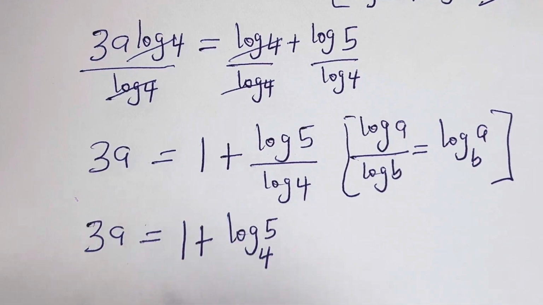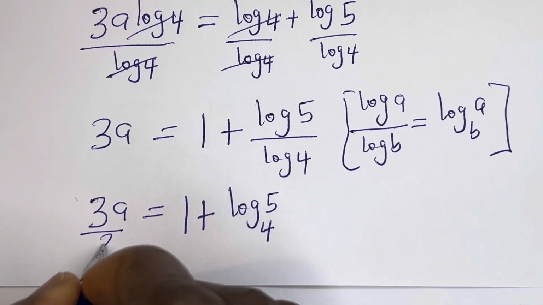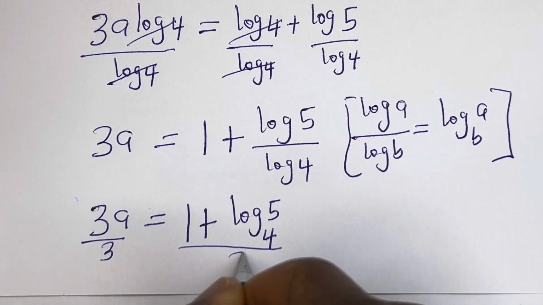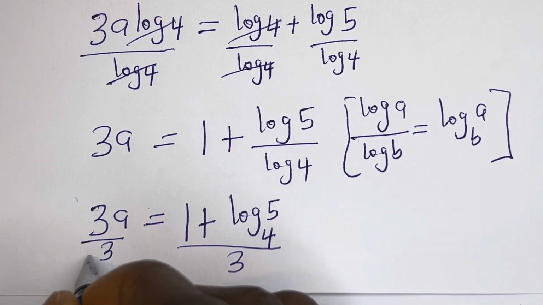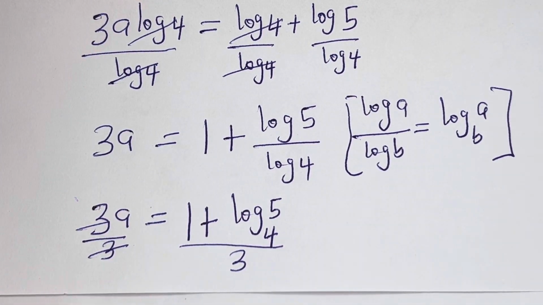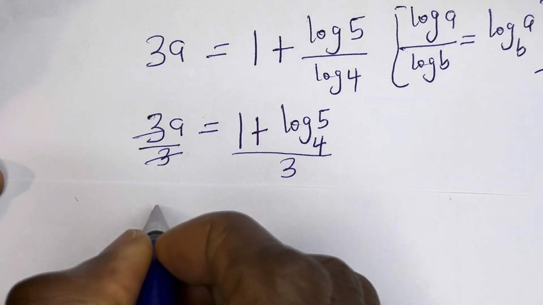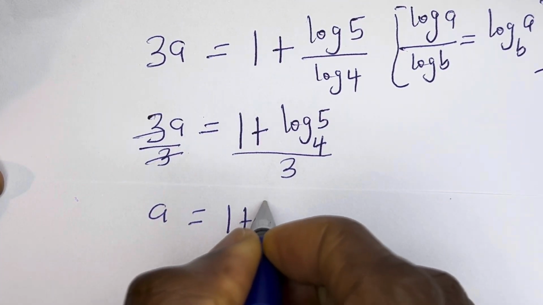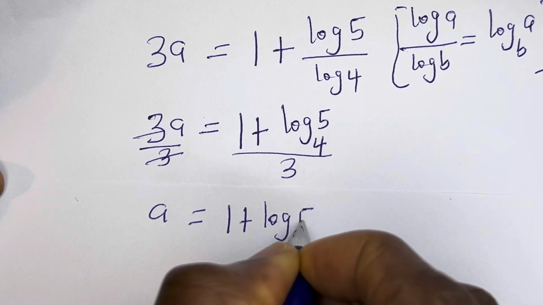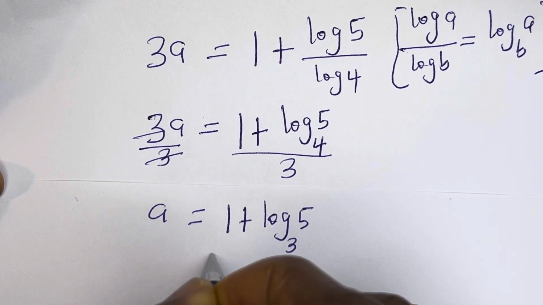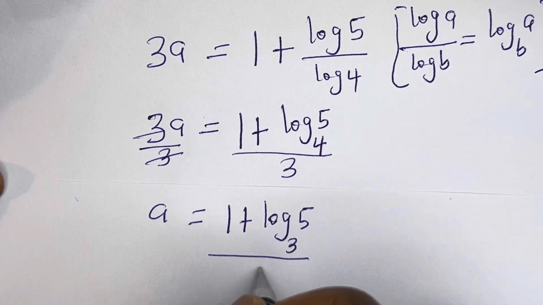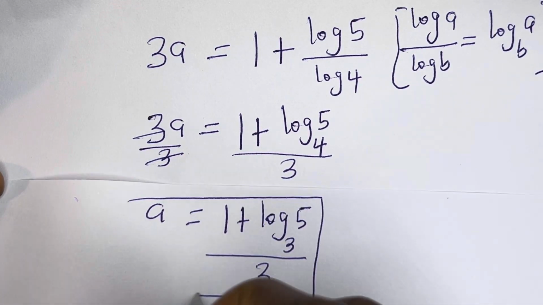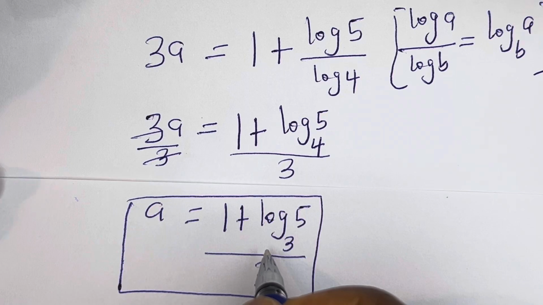Now let's divide both sides of this equation again by 3, because we are looking for the value of a. This divided by 3 and this divided by 3. This will cancel this. A is equal to 1 plus log 5 base 3 divided by 3. And this is the final answer. We may check to confirm if this answer is right or wrong.